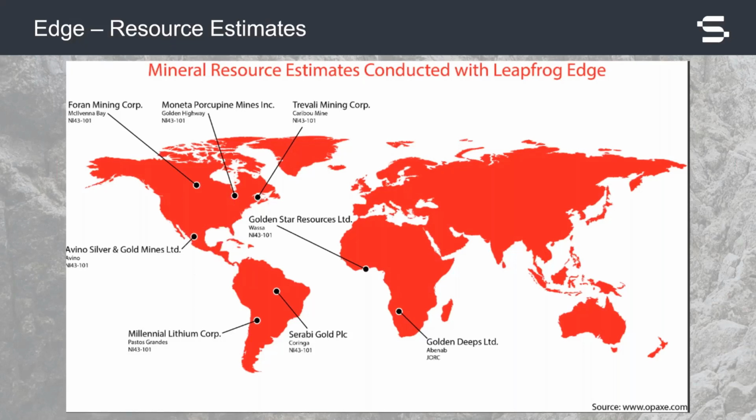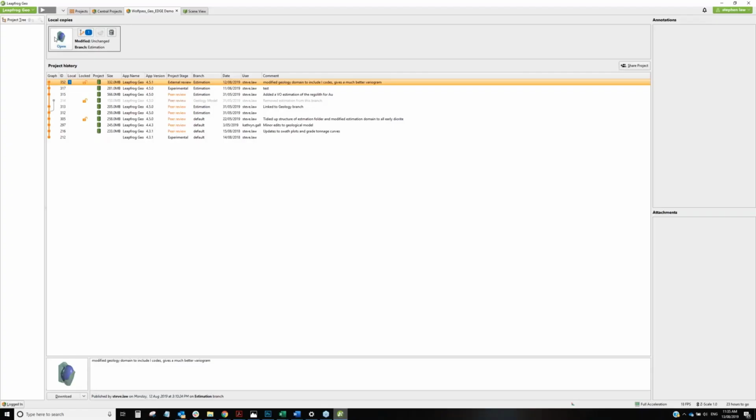So I will now go into the software presentation. Okay, so what we're looking at here is a screenshot of what Central looks like. So I have just downloaded from a central server the model that we're going to be working with today.